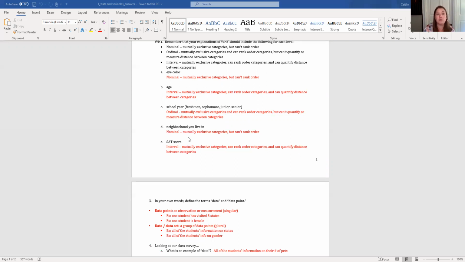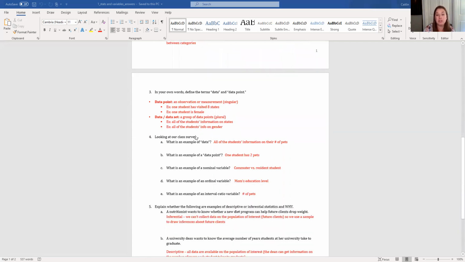SAT score, this one is interval. Again, anytime there's a numeric value, that should tip you off that it's interval. These are mutually exclusive categories. Either you got a 1200 on your SAT or a 1500. We can rank those categories in some order, right? High to low, and we can quantify or measure the distance between categories.